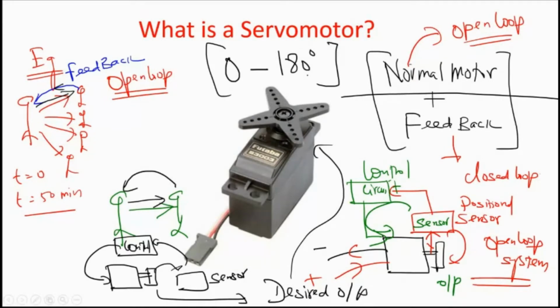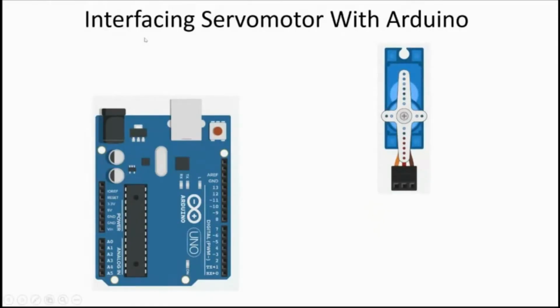So a servo motor is essentially a special purpose motor with closed loop mechanism. Closed loop mechanism means the motor has the ability to sense what is the position of the shaft by a positional sensor and a control circuitry to control the motor in turn for the correct position of the sensor. That's what it is. Now let us see how we are going to interface the servo motor with Arduino.